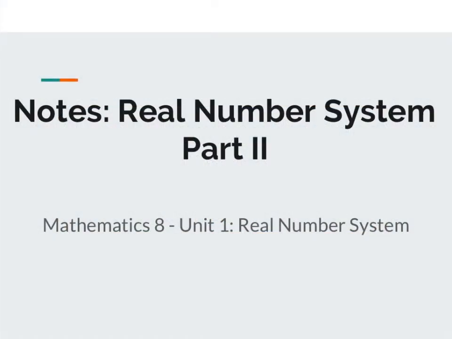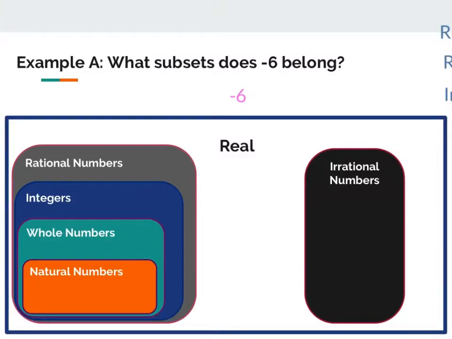Here we are at part 2 of our look at the real number system. If you haven't watched part 1 of the videos, you want to go back and take a look at that. However, if you have watched part 1, we're going to take a look at part 2 right now. Here we are at example A. Example A says, what subsets does negative 6 belong to? So we're going to have to take our negative 6 and figure out which subsets it belongs in.